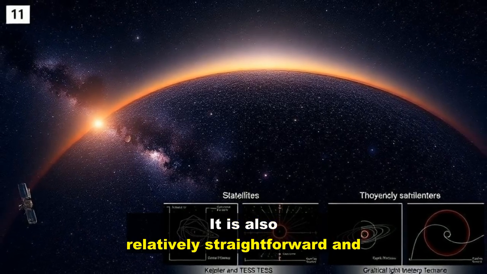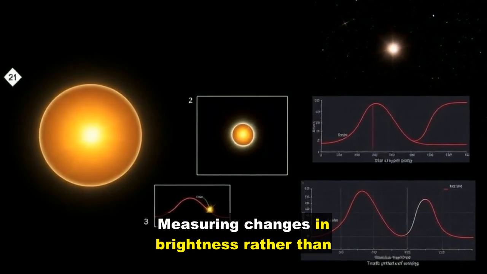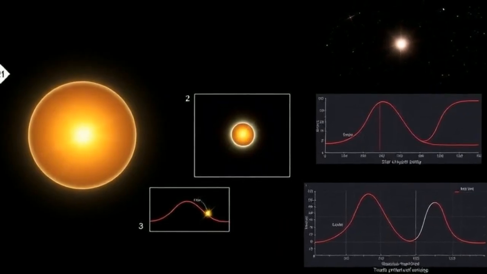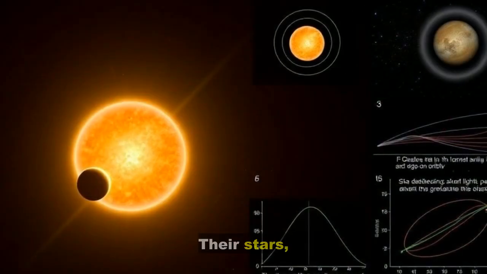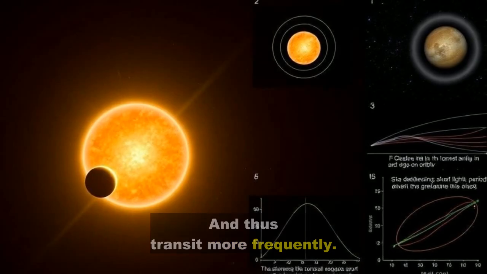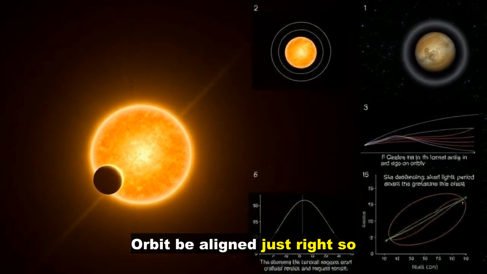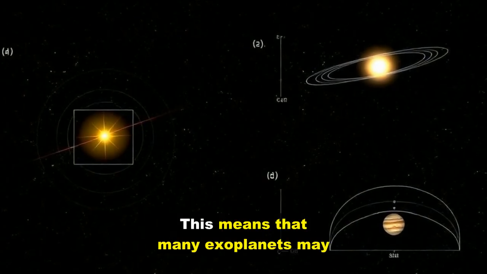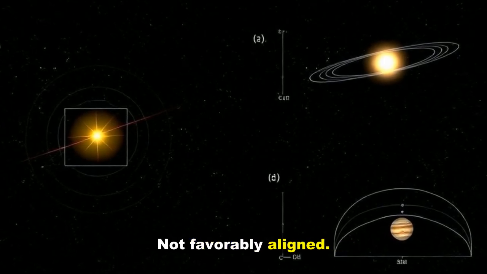It is also relatively straightforward and cost-effective, as it relies on measuring changes in brightness rather than direct imaging. However, there are limitations. The method is most effective for detecting planets that orbit close to their stars, as these have shorter orbital periods and thus transit more frequently. Additionally, it requires that the planet's orbit be aligned just right so that it passes in front of its star from our viewpoint. This means that many exoplanets may be missed if their orbits are not favorably aligned.